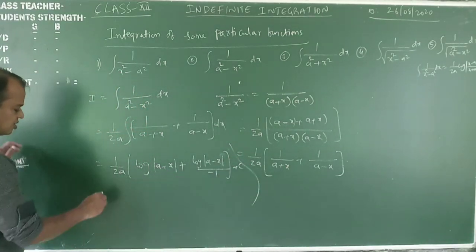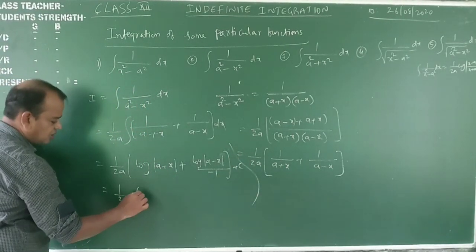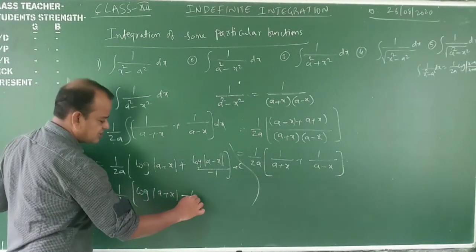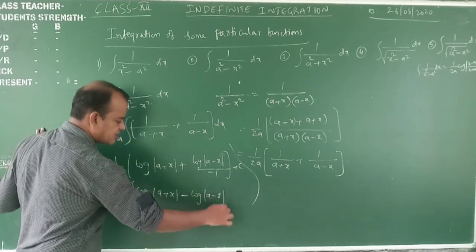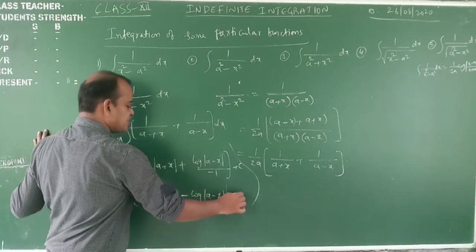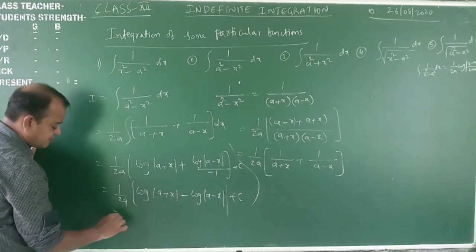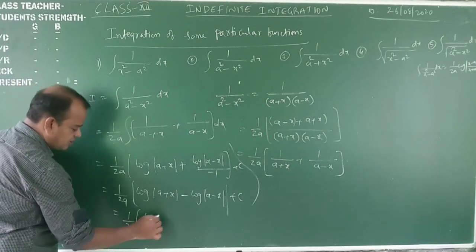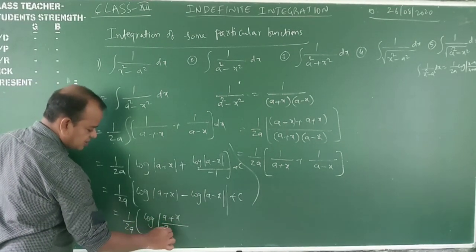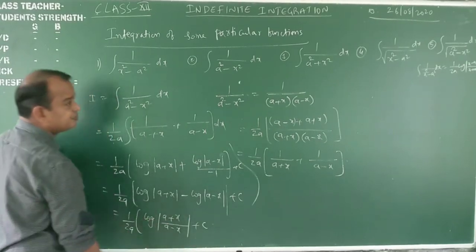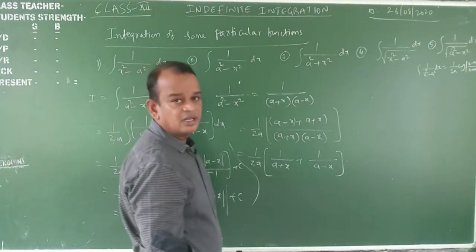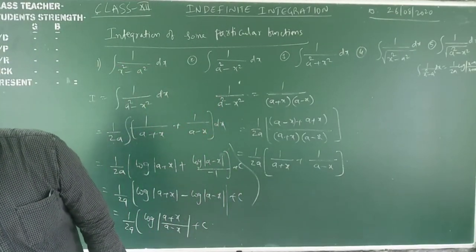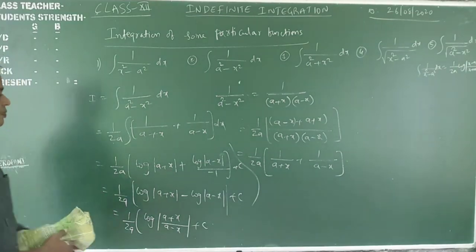Now 1 by 2a log mod a plus x, plus into minus is minus, log mod a minus x, plus c. Log a minus log b is log a by b, so 1 by 2a log of a plus x by a minus x plus c. In this way, we will complete the problems. Okay, next we are going to the next problem.